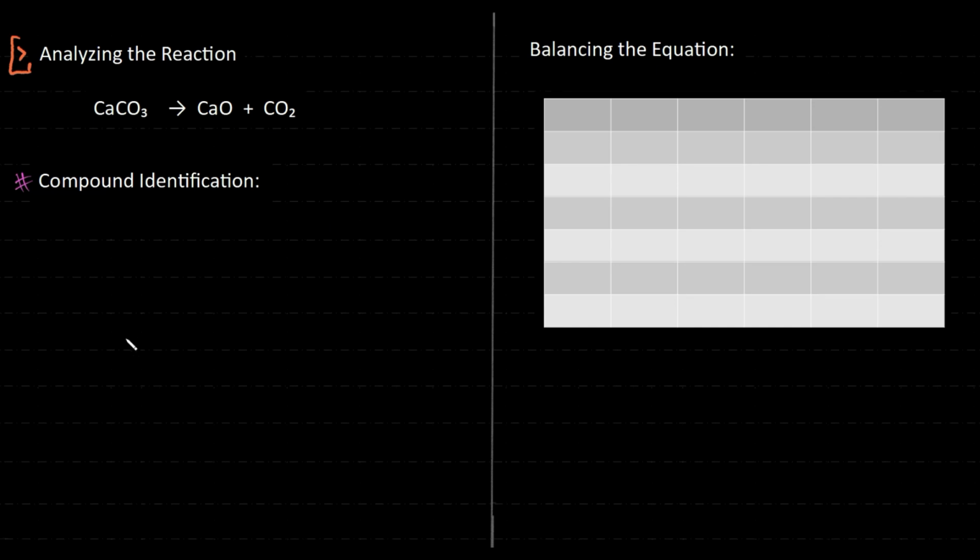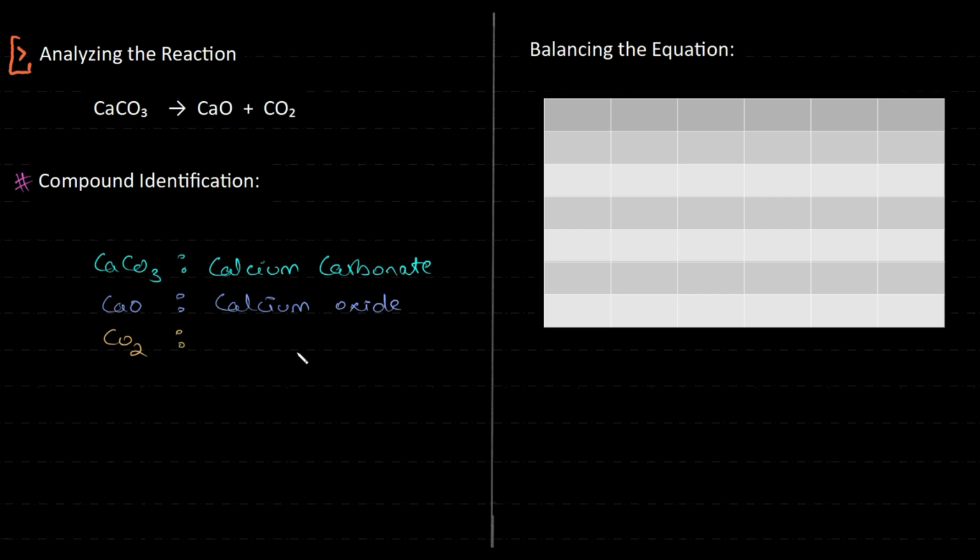So let's look at a thermal decomposition, an example that is. First things first, let's identify what it is that we're looking at. CaCO3. It has a name, and that is calcium carbonate. Next, CaO. This too has to do with calcium, but we have oxygen, so calcium oxide. CO2, that you guys know, carbon dioxide.